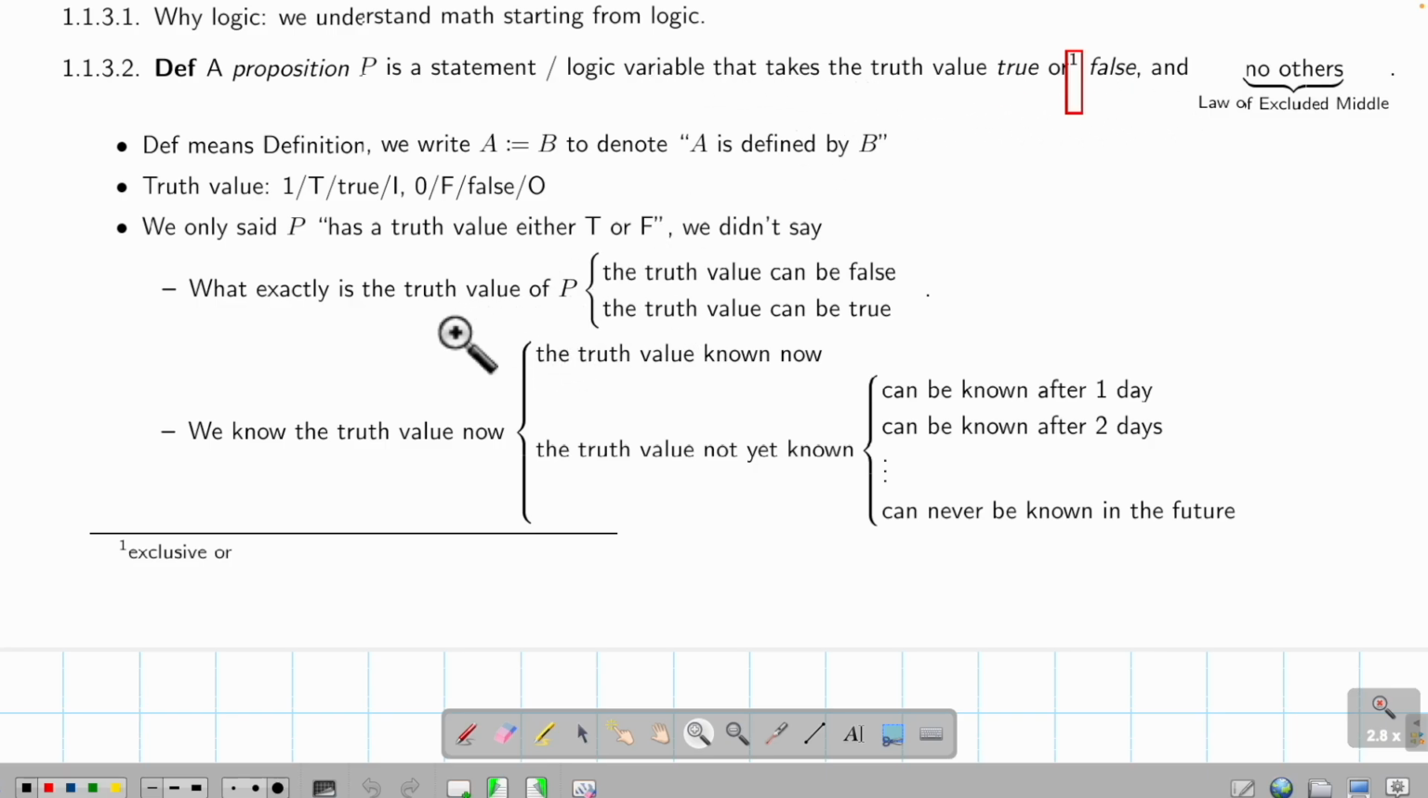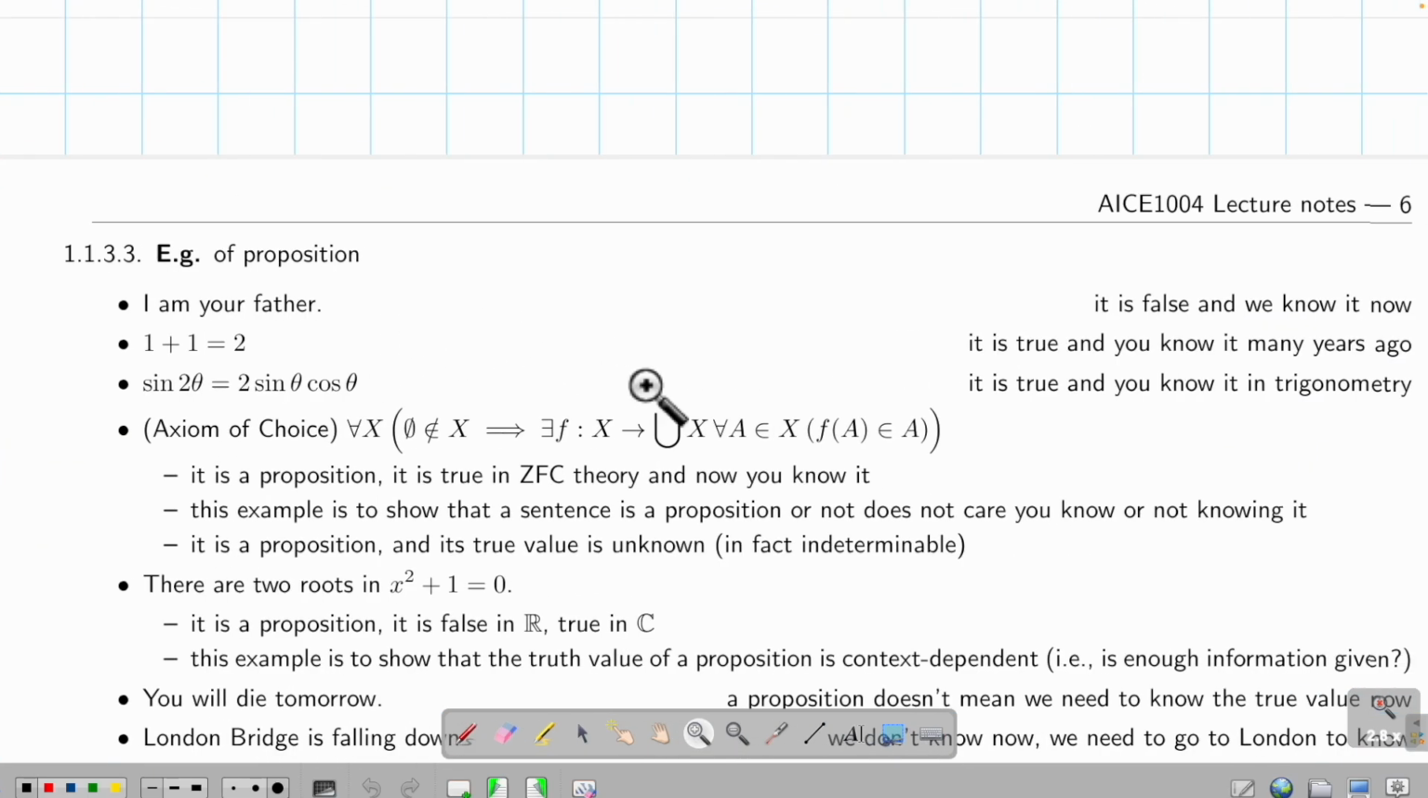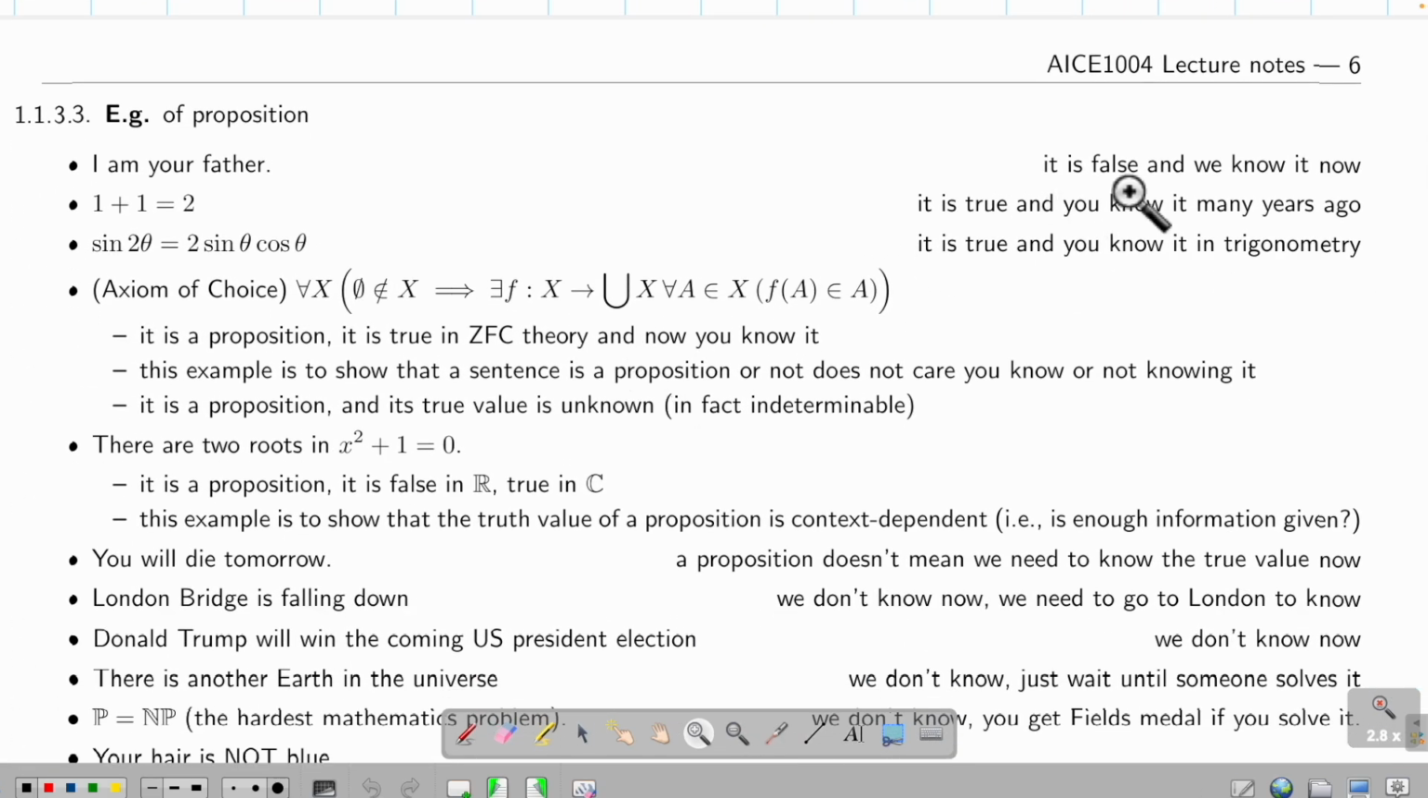I didn't say we know exactly what the value of P is. It can be true, it can be false. And I also said that P takes a value either true or false. I didn't say I know the truth value now. For example, "I'm your father." This is a proposition, right? The truth value is false. I'm not your father, and we know that now, okay?